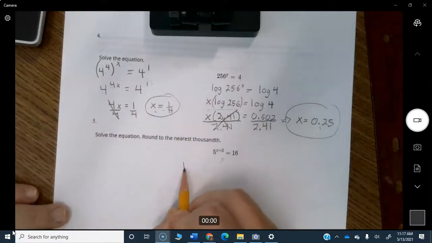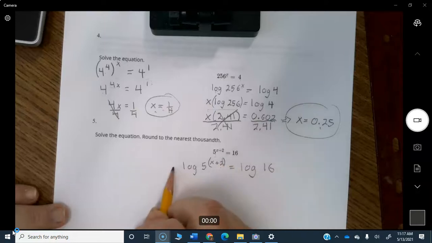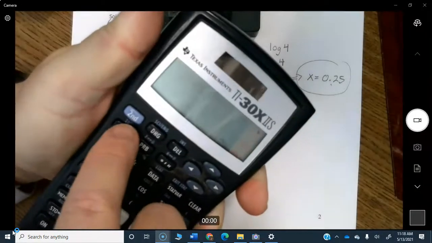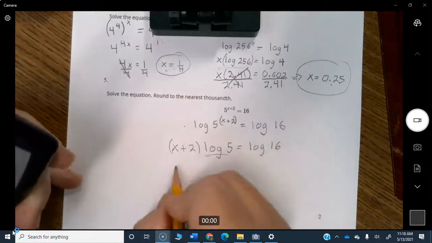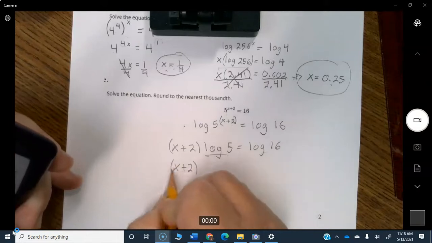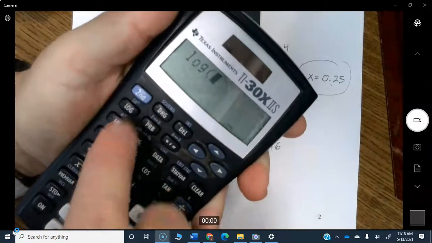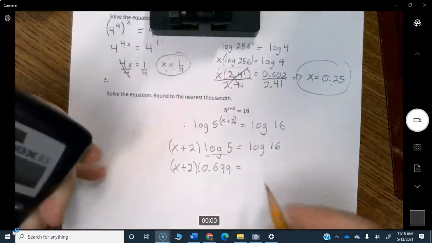Okay, so we have log. Anything you do to one side, you do to the other. Again, we'll put that in parentheses. You bring that out in front. Okay, so now I can just figure out what the log of 5 is and the log of 16. I can compute those on the calculator. So log 5, close parenthesis, gives me 0.699. And log of 16, log 16, and that is 1.204.